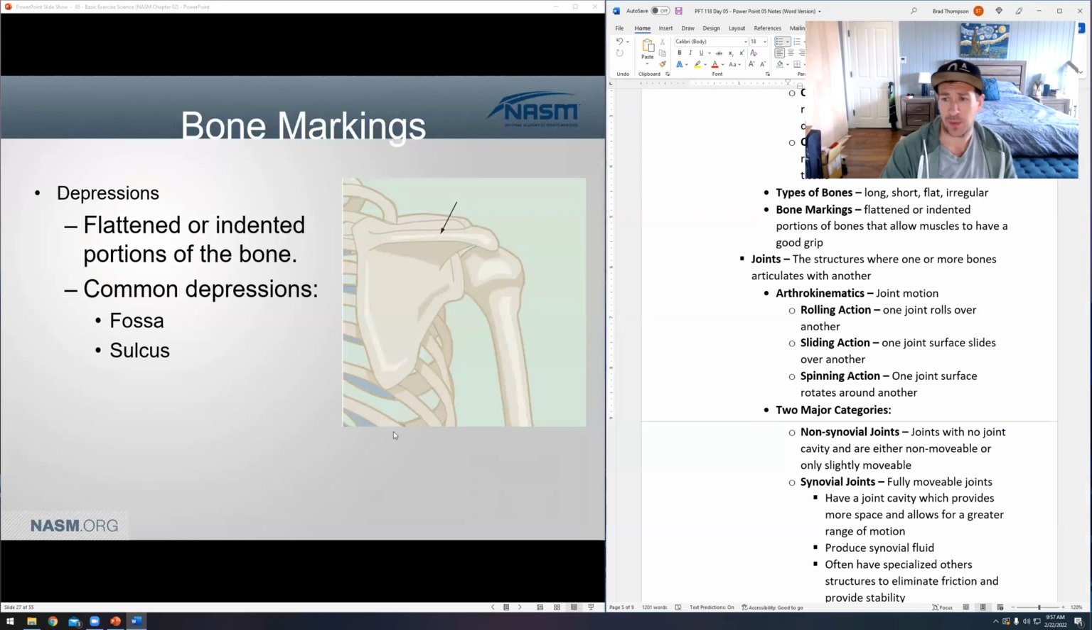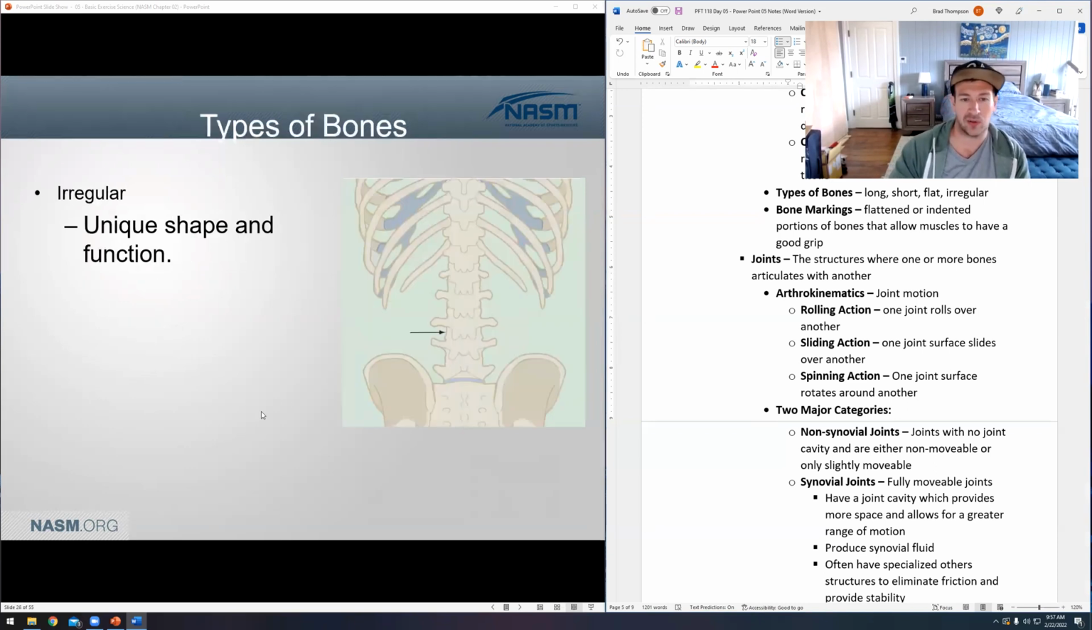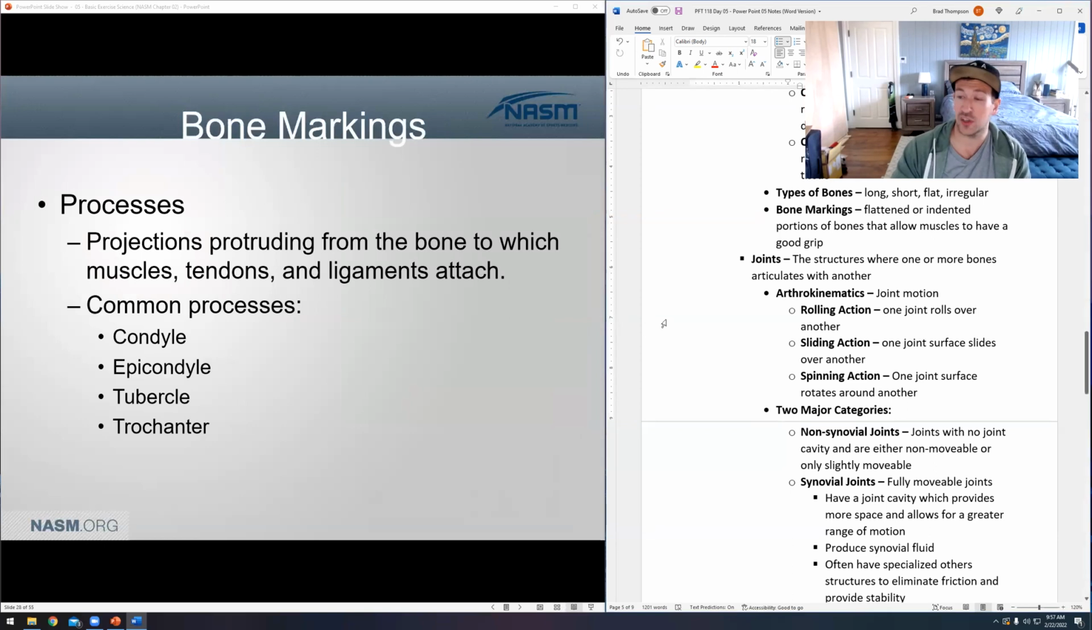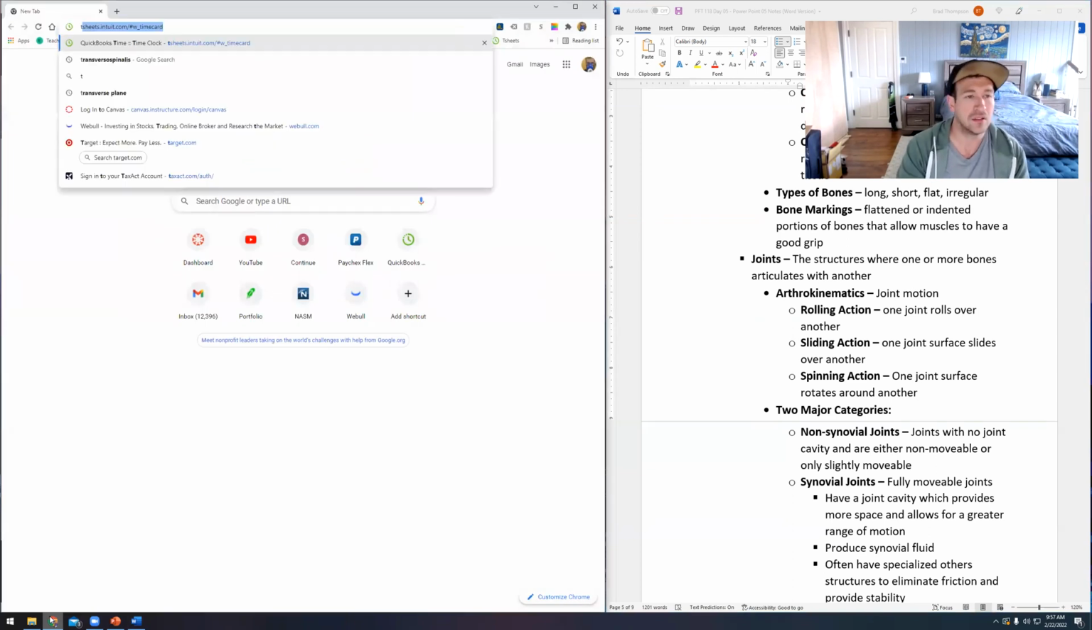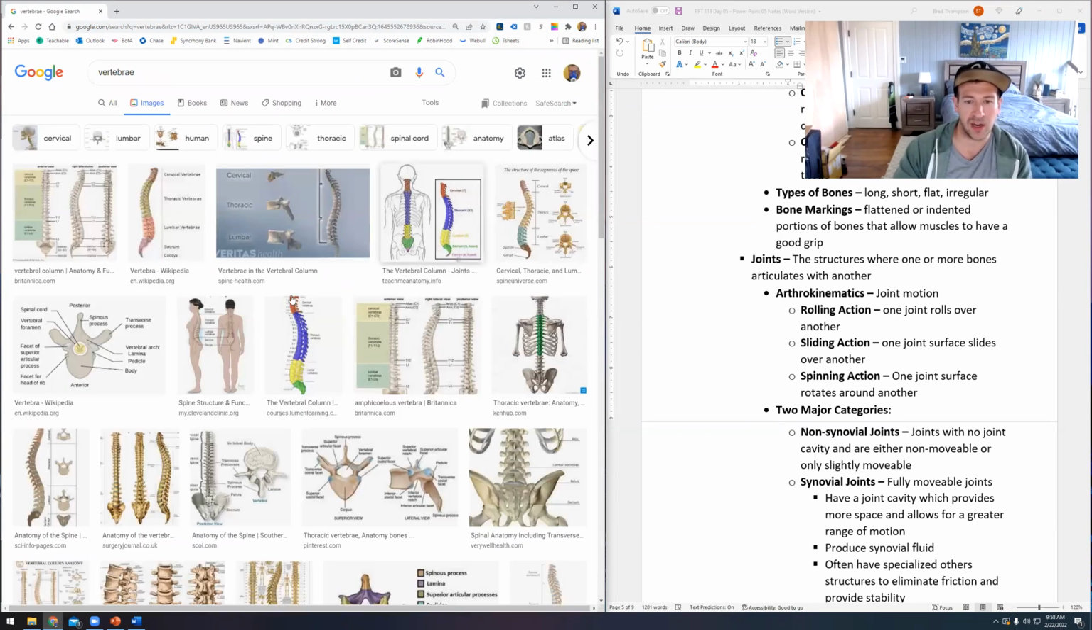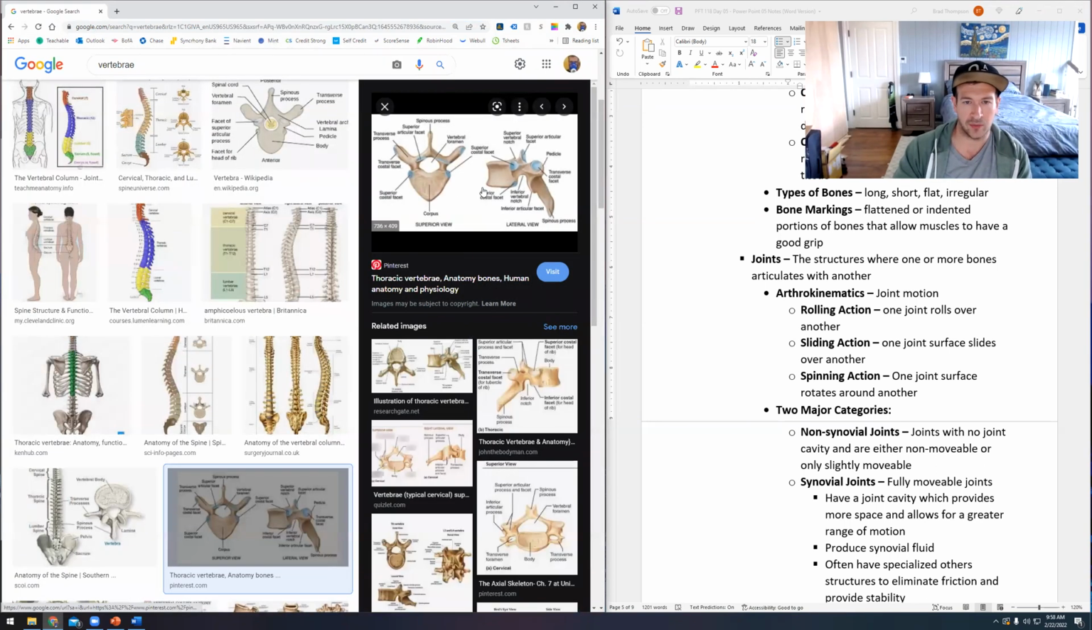All of your bones are going to have special types of markings on them. They're all going to share this. You just heard me talk about one of them. There are what are called processes, okay? Processes are little projections from your bones that allow your muscles to get a really good grip. So when you look at your vertebrae, you can see there's a bunch of different processes on there, right?